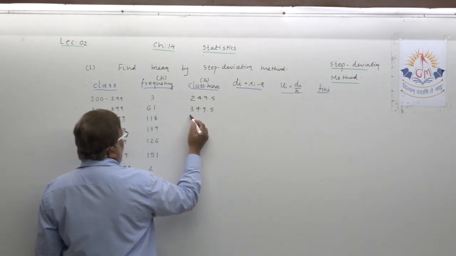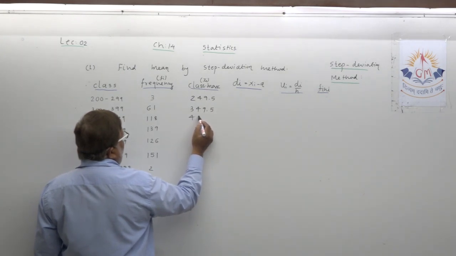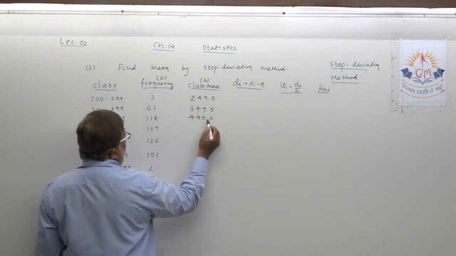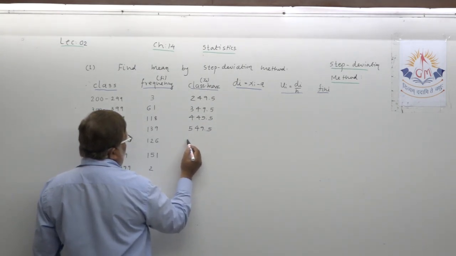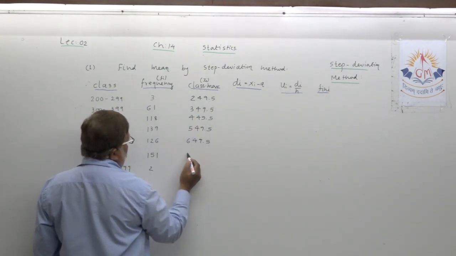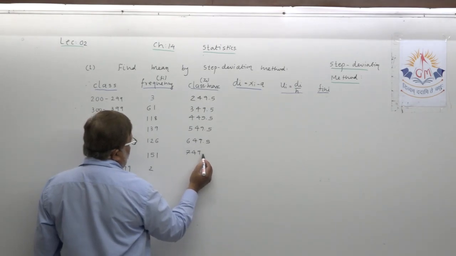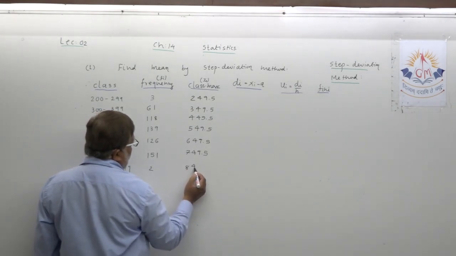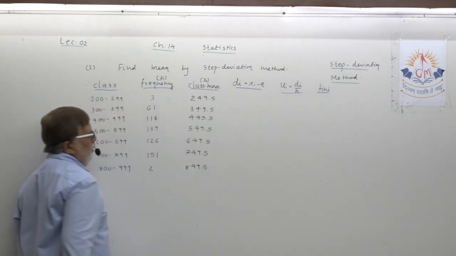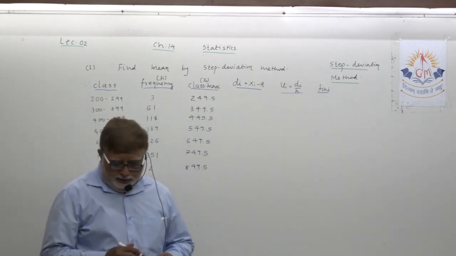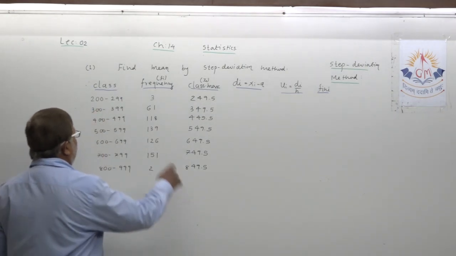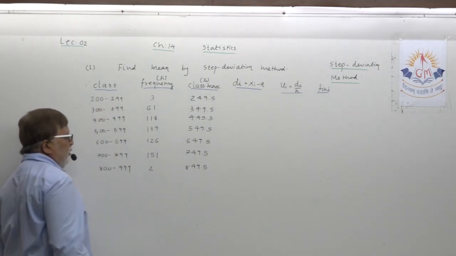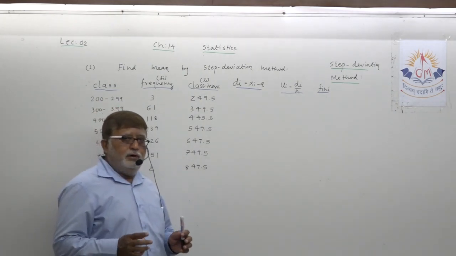349.5, then go on adding 100: 449.5, then 549.5, then 649.5, 749.5, 849.5. These are the mid values, the class marks, as you are finding every time. This is the only striking thing you need to remember, regarding the class height.